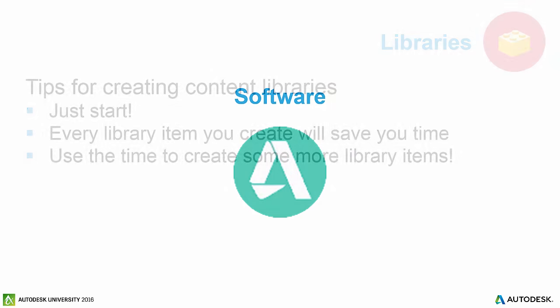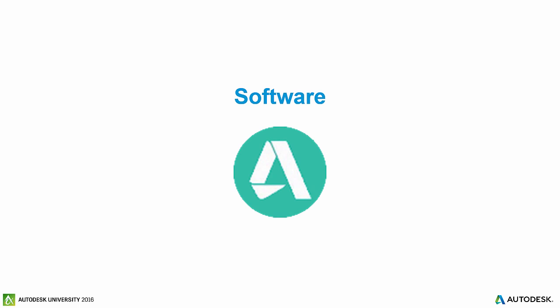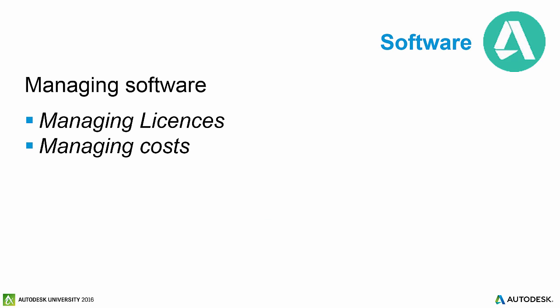Okay, next section, software. So when we talk about managing software, there's really two elements to this. There's managing the licenses, right? So that's the practical day-to-day of actually installing the software, getting it licensed, getting it up and running, but also managing the costs. So this would be more like a yearly or even a 3-yearly job of procuring your CAD software, making sure that we understand the costs. So let's just begin by talking about managing licenses.